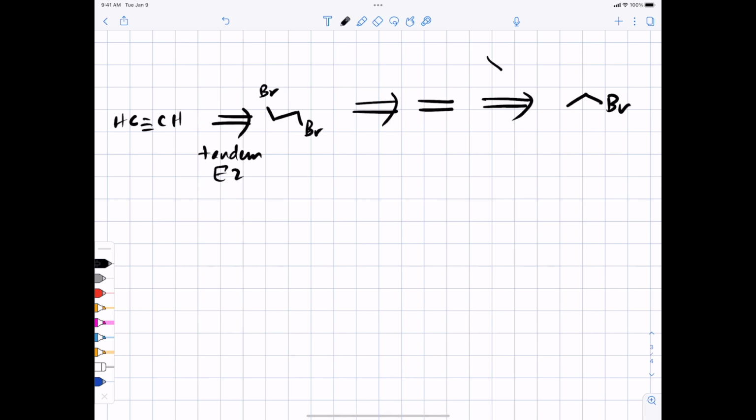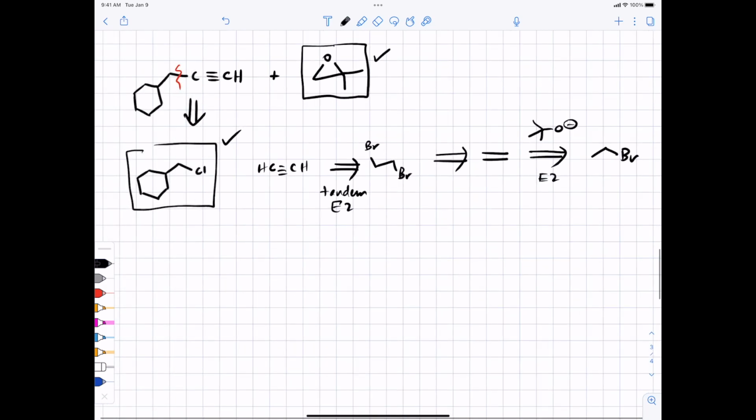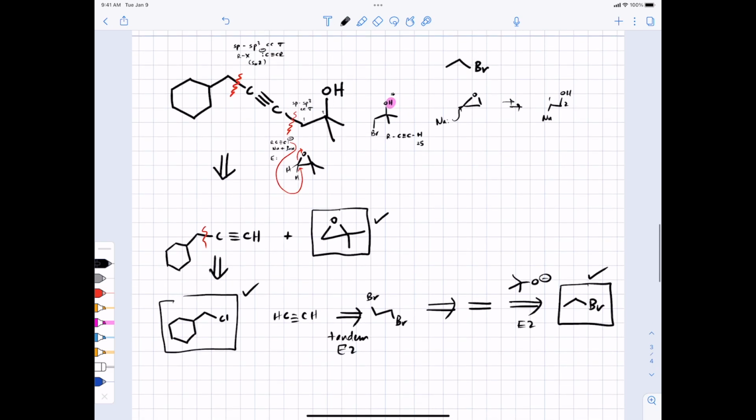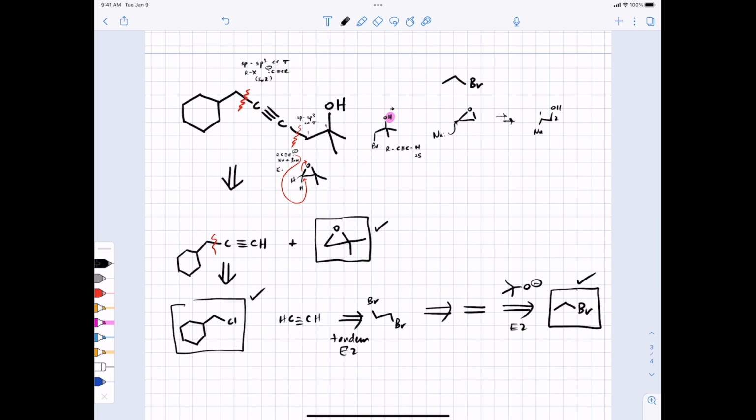You better. It's a classic E2 elimination reaction. And now we are here at an allowed starting material. Okay, that's the process: breaking it down into ever simpler subunits.